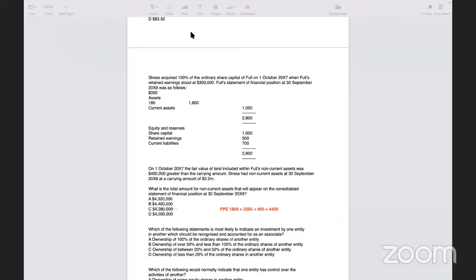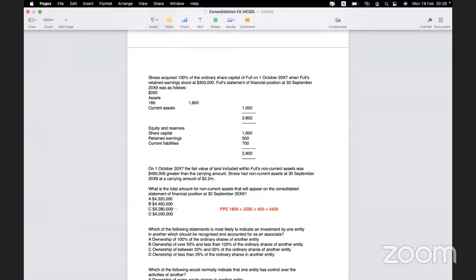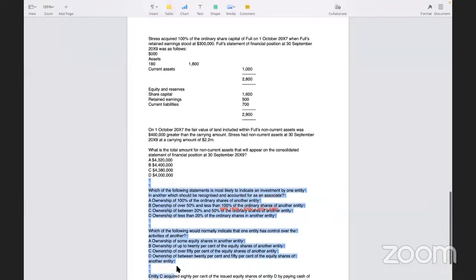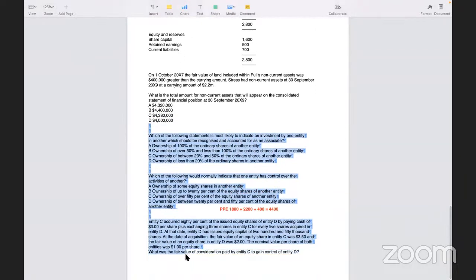Simple as that. Take the parent one, add it with the subsidiary one, do your fair value adjustment, and then you will be able to get your answer. So that's how we have answered it. Easy question. The only thing you need to know is how to do the fair value adjustment. So guys, go through the short note. I shared it last Tuesday, right? So you should be able to.